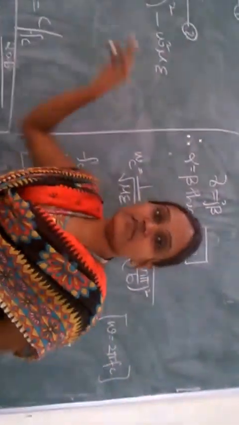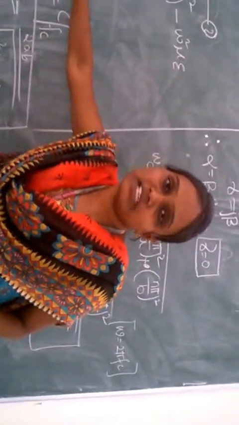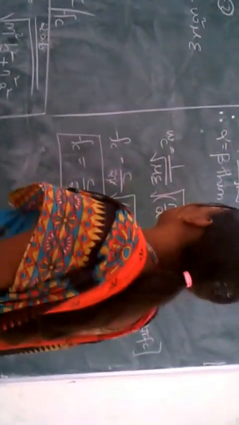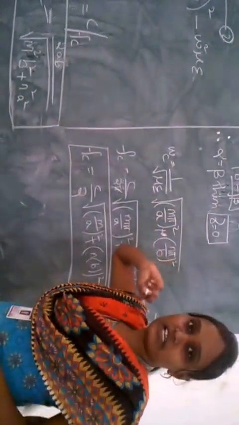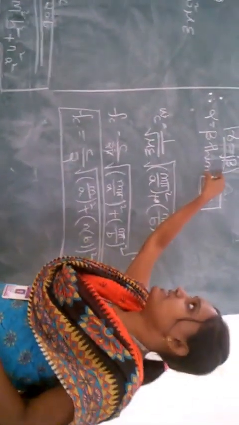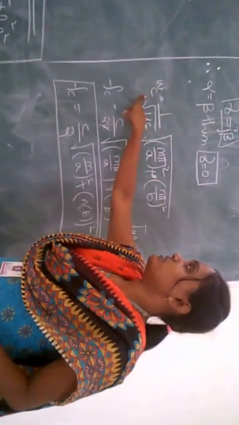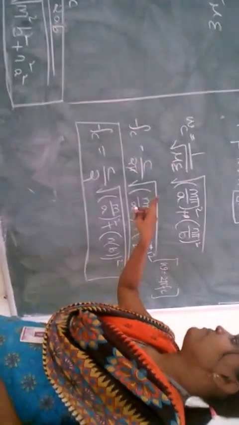Alpha is less than beta for low frequencies. Alpha is greater than beta for higher frequencies. Then another case is gamma equals j beta, when alpha equals beta. When alpha equals beta, gamma equals j beta. It is nothing but imaginary. Gamma equals 0. Then omega c, what is omega c?